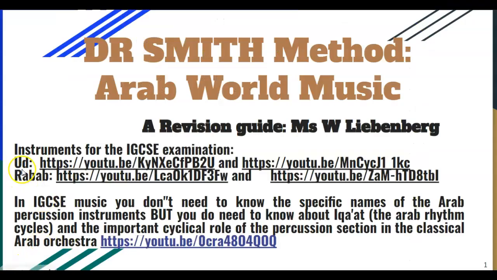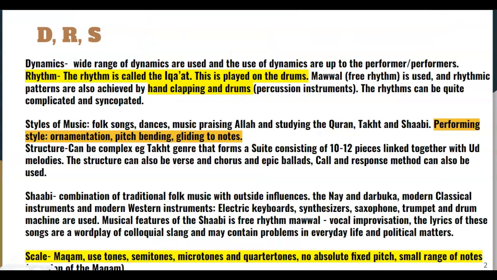So to quickly sum up, you need to know the oud and the rabab. In IGCSE music, you don't need to know the specific names of the Arab percussion instruments, but you do need to know about the iqa'at and the important cyclical role of the percussion section in the classical Arab orchestra. So the rhythm we know is the iqa'at. This is played on the drums. We also have hand clapping. Sometimes you hear the tambourine or the reed, mention that.